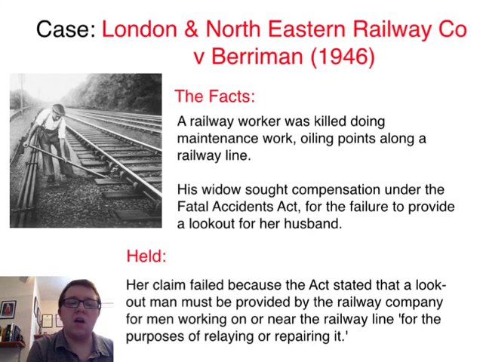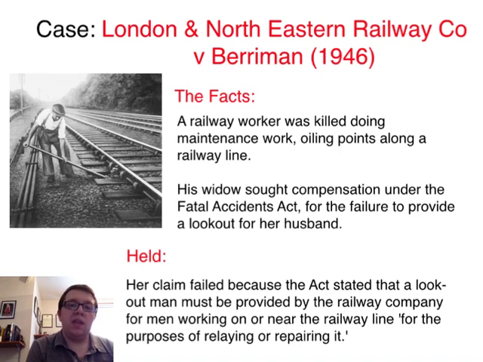The second case example for the literal rule is the case of London and North Eastern Railway Company and Berryman 1946. The facts of the case were that a railway worker was killed doing maintenance work, which involved oiling the points along a railway line. His widow sought compensation under the Fatal Accidents Act for the failure for the company to provide a lookout for a husband that might have saved his life.